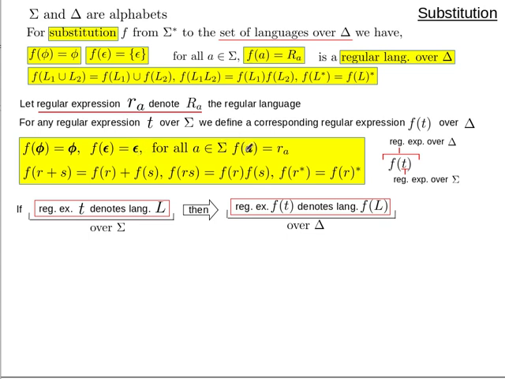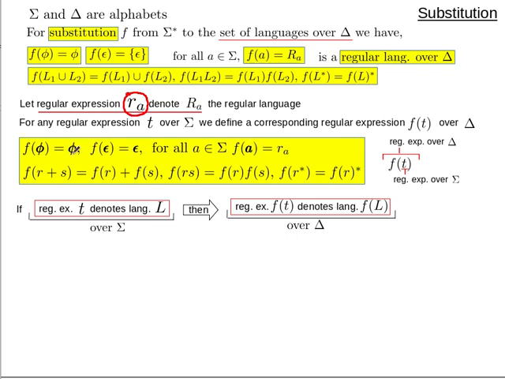And this f of a, so this is some regular language R_a, and say that this R_a is denoted by this regular expression small r. So small r denotes this regular language capital R. So this is a regular expression, this is the language. So that means f of a is this one.